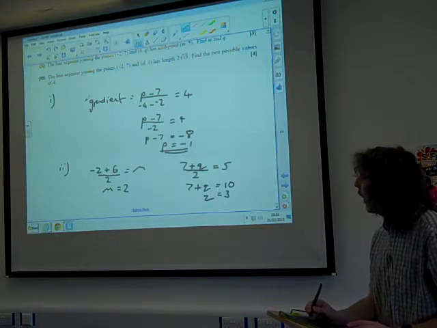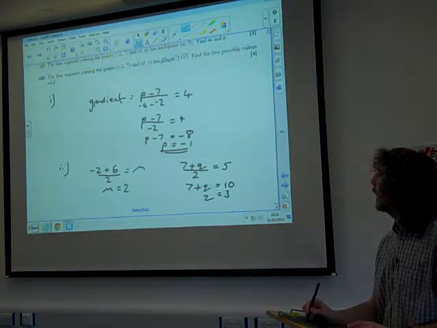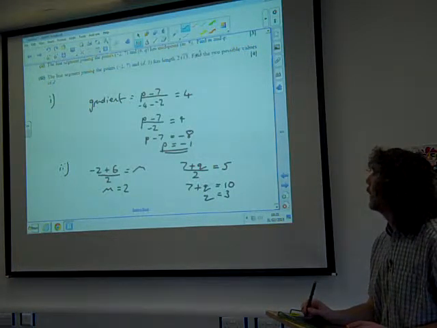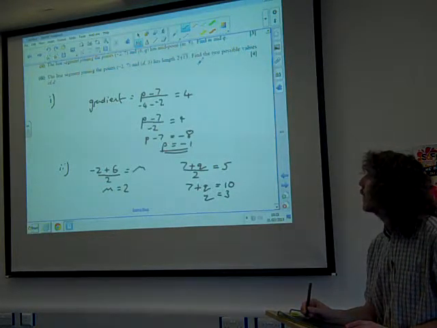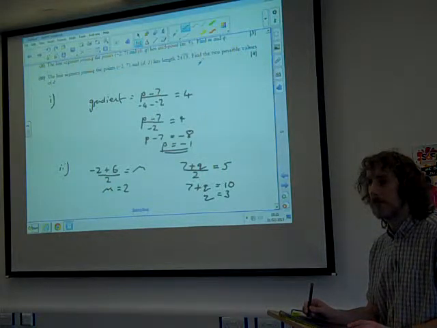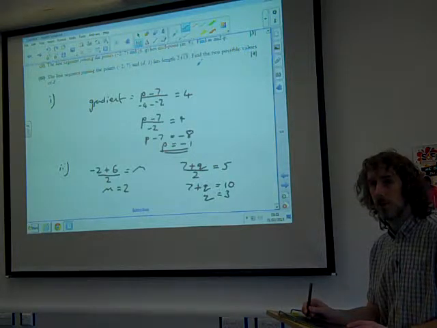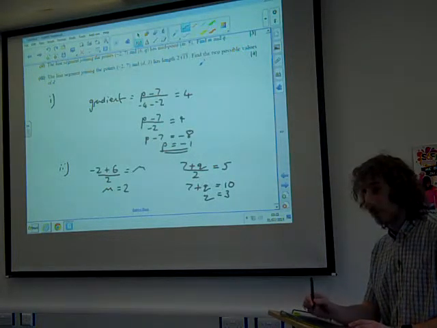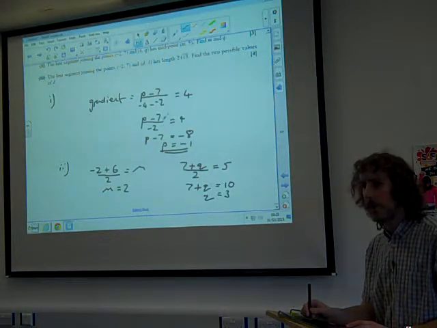Part 3. The line segment joining the points (-2, 7) and (D, 3) has length 2 root 13. Find the two possible values of D. Just take a second to think about how you might go about doing this. I can think of 2 ways to do this. And the first way is the way that you were probably intended to do this. So anybody got an instinct about what they would do with this?